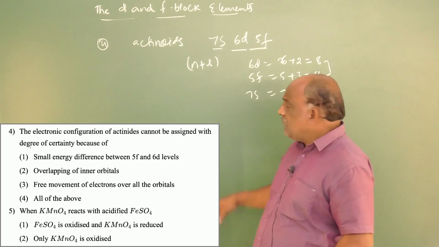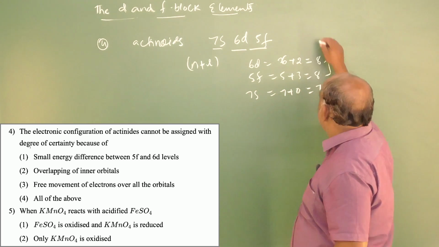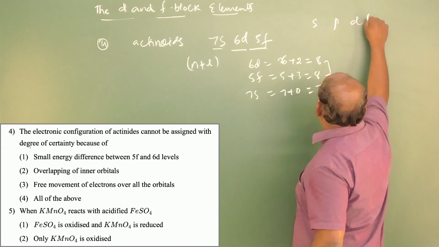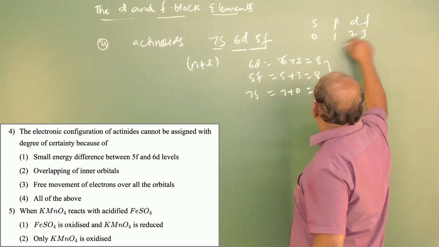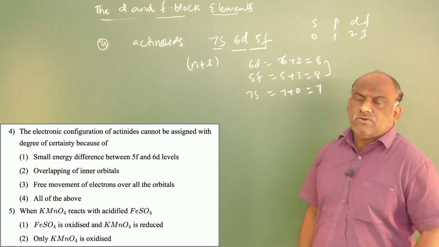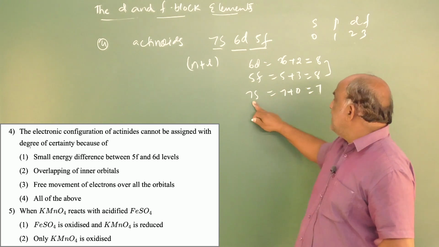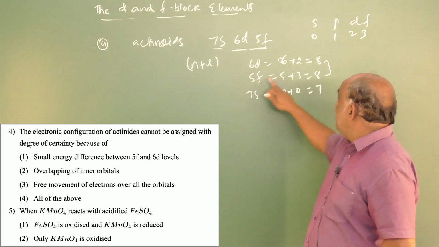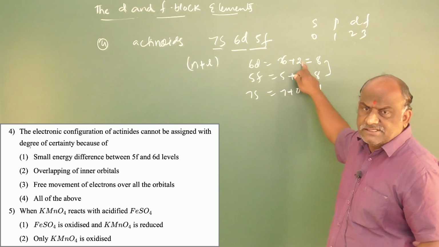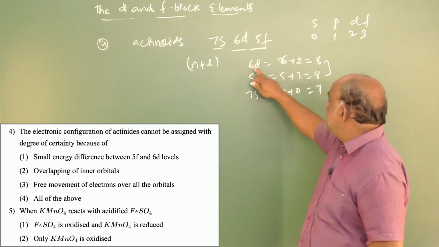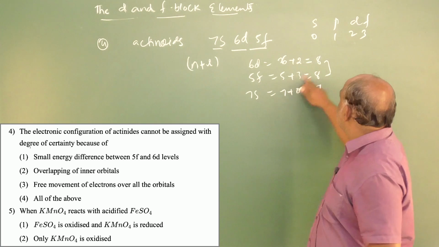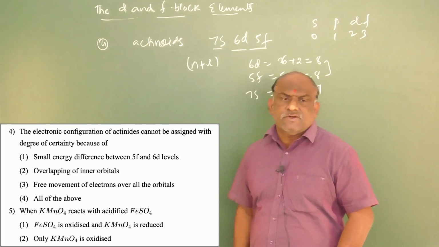For S, P, D, F orbitals, the l values are 0, 1, 2, 3. For S orbital the l value is 0, for P orbital 1, D orbital 2, F orbital 3. So for 7s, 7 plus 0. For 5f and 6d, 6d means 6 plus 2, 5f means 5 plus 3. So the n plus l values are the same.